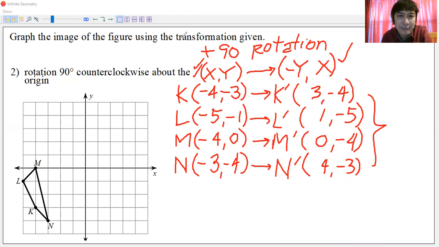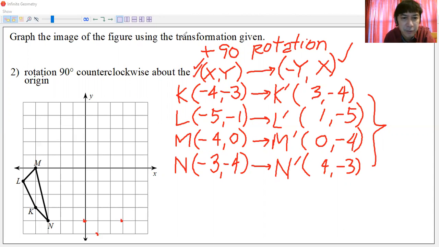Let us have the picture. We will have the 3, -4. It will have to be over here. That's the 3, -4, and that will be for K prime. Then we have L prime, that's 1, -5, so that should be over here. And then we have 0, -4, that will have to be over here.